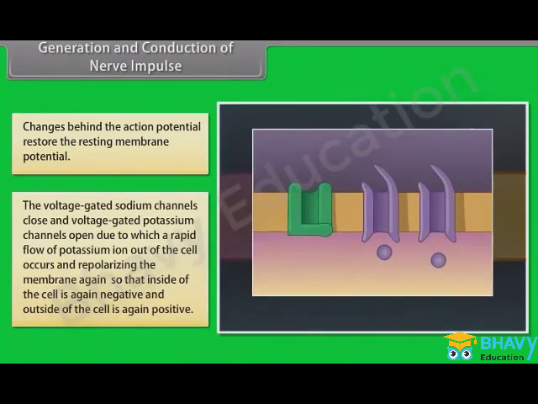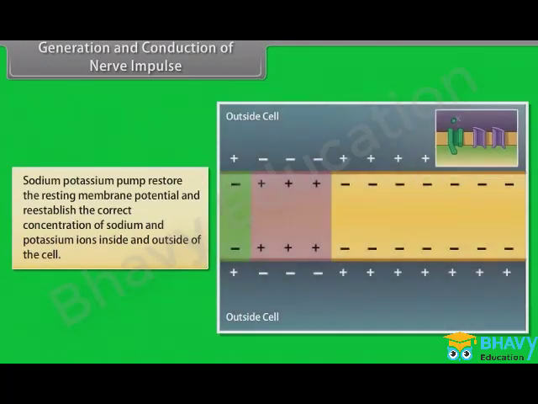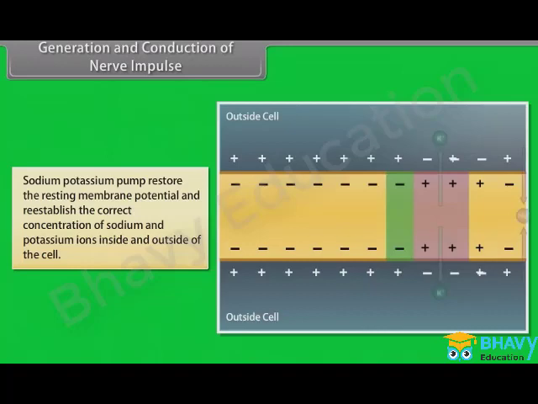The voltage-gated sodium channels close and voltage-gated potassium channels open, due to which a rapid flow of potassium ions out of the cell occurs, repolarizing the membrane again, so that the inside of the cell is again negative and the outside of the cell is again positive. The sodium-potassium pump restores the resting membrane potential and re-establishes the correct concentration of sodium and potassium ions inside and outside of the cell.